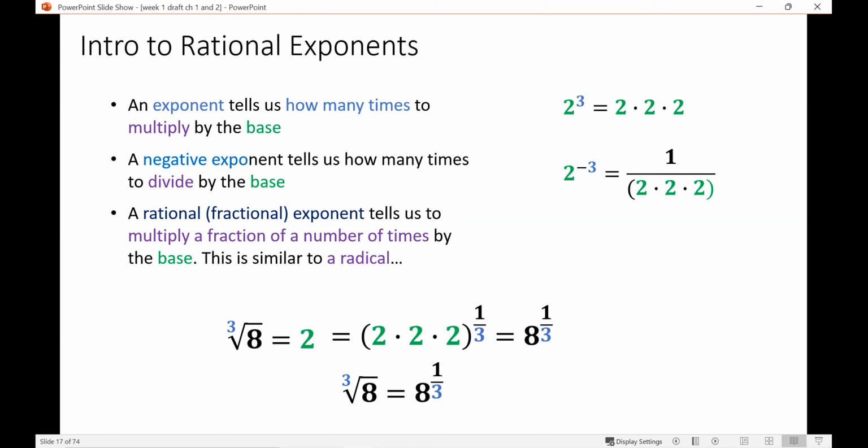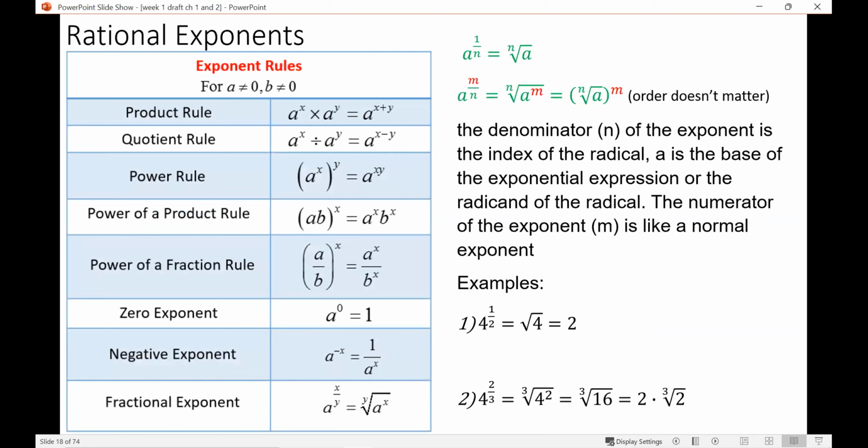Okay, take a minute to understand how that works. So basically, the denominator of a fractional exponent is the index of the radical. All right, so we have all the exponent rules that we've gone over before, and we just want to add this new exponent rule regarding our fractional exponents.